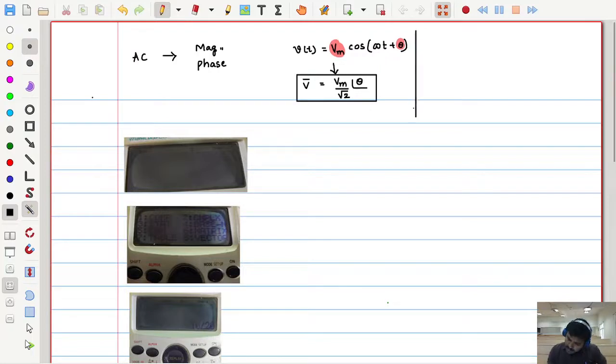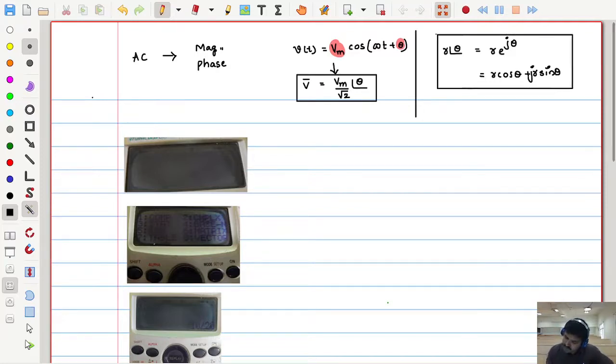In general, as I told you in the last session, the phasor representation can be expressed in three forms. As written here, r at an angle of theta is the polar form, which can also be represented as r e power j theta, and in another form as r cos theta plus j r sin theta. In any of these forms we can represent the phasor. These three forms are important for our study.